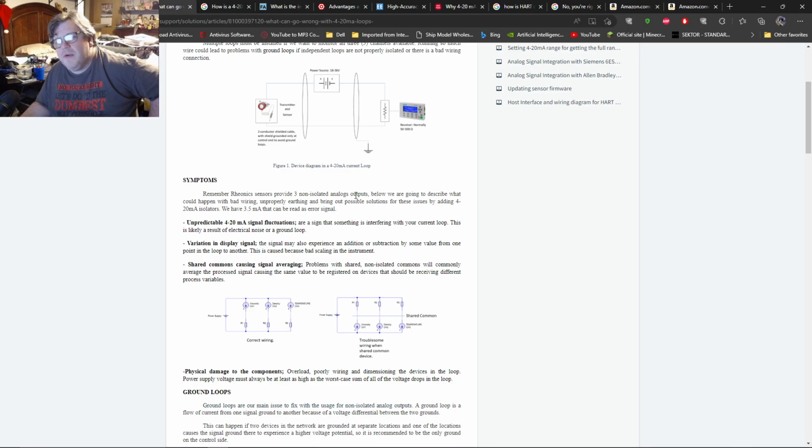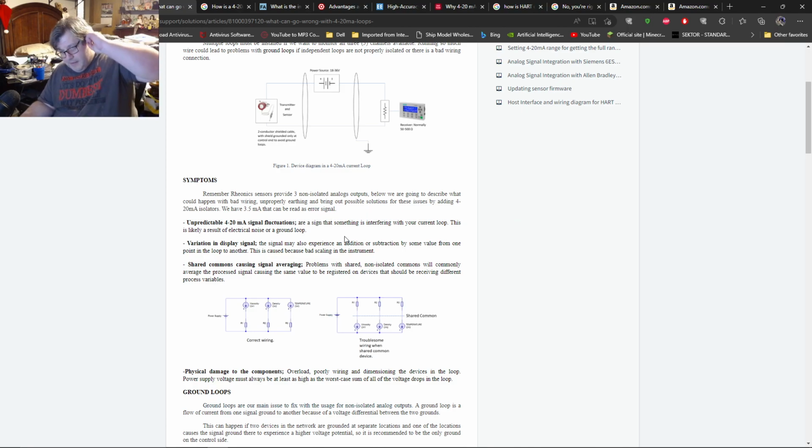Symptoms. Remember, Rheonics sensors provide 3 non-isolated analog outputs, because we're going to describe what could happen with bad wiring and improper earthing, and bring out possible solutions for these issues by adding 4 to 20 milliamp isolators. We have 3.5 mA that can be read as an error signal.